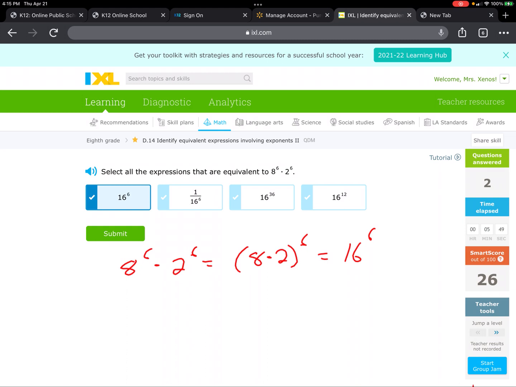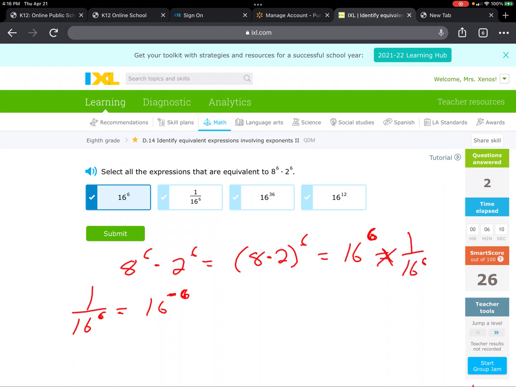And it looks like the rest are not going to work. 1 over 16 to the 6th power is actually 16 to the negative 6th power. Again, talk about those negative exponents. So it cannot be the second answer because we did not have a negative 6 here, we had a positive 6. So this does not equal 1 over 16 to the 6th power.